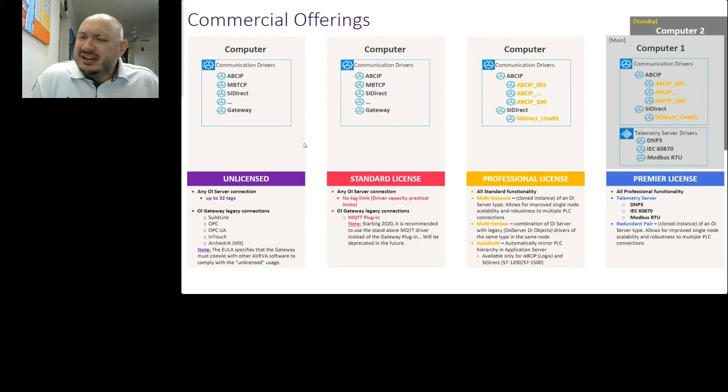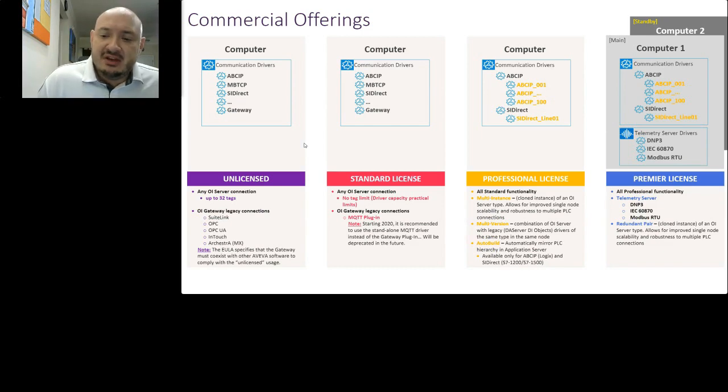The professional license does take it a step further, because one thing that an OI Server and communications drivers can do that a DA Server cannot do is what's called multi-instance, where it can create multiple instances of a driver and stagger them with different update intervals and so forth, so that they are utilizing different CPUs in the computer itself. So I'm not tying up CPU 0 for all of my communications. This allows me to do that. Plus, if you're going to use the auto build functionality, you need to have a professional license to take advantage of that for your SI Direct for Siemens and for your ABCIP for your Allen Bradley.